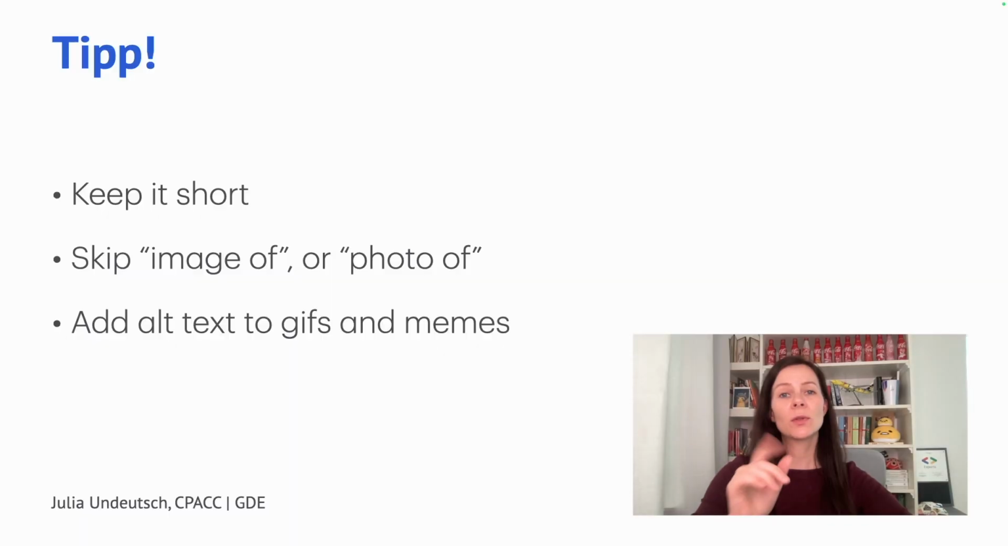So, when adding alternative text, keep a few things in mind. Keep it short so that all screen readers read the whole text. Some just stop reading after a while. Also, screen reader users cannot really interact with the text. Also, skip phrases like "image of" and "photo of". The screen reader will report this by default. And don't forget to add alt text to GIFs and memes as well.